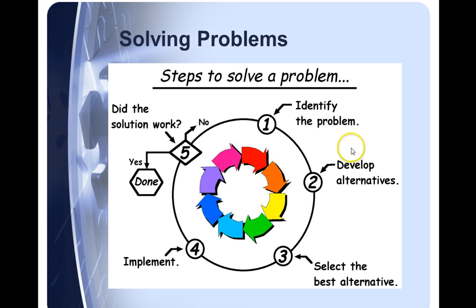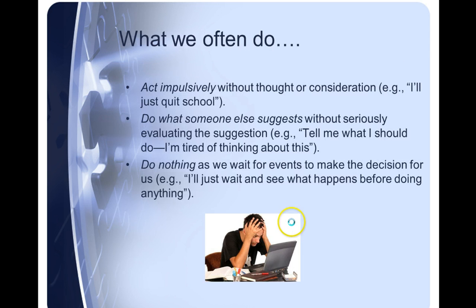The second step is to start developing alternatives to this problem. Then obviously you're going to select the best alternative from the alternatives given. You'll want to implement your alternative, and then you're going to evaluate it. Does it work? Yes, then we're done. Does it work? No, then we've got to go back to some point on the drawing board, so to speak.